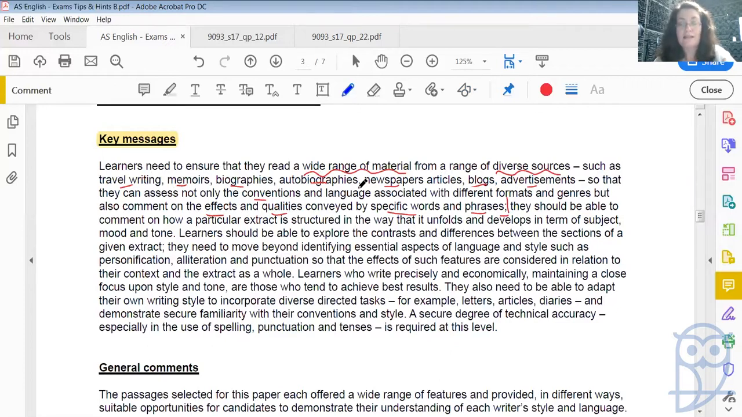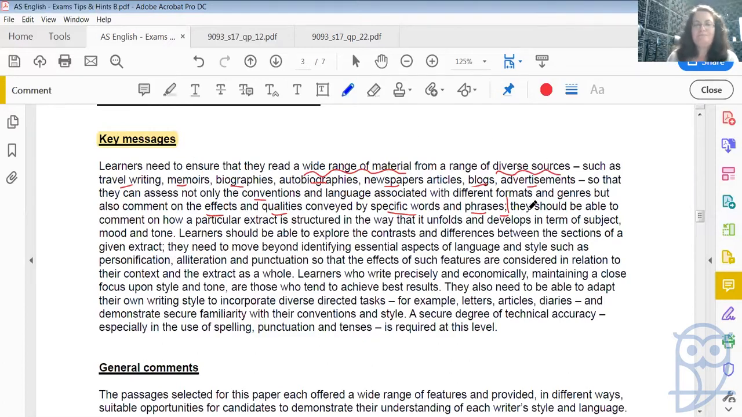And then look at some blogs online. Get a feel for what they look like. Look at how they are laid out. Look at the kind of language that is used. Look at the ideas that are explored. Okay, and get to know each of these kinds of formats so that if you choose a question that deals with one of these, you won't be stumped, okay?